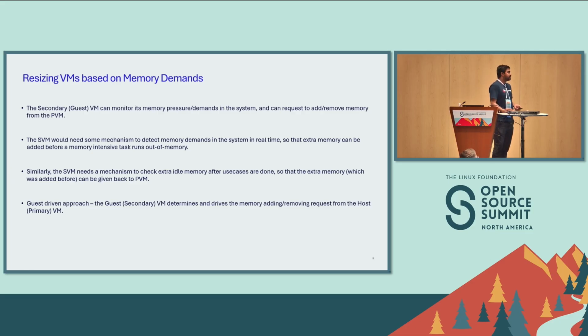And similarly, once the secondary VM is done using that extra memory and finds that it doesn't need it anymore, this extra memory can be given back to the primary VM. So this is mainly dynamically resizing the VM based on memory demands. And we'll be talking about the guest-driven approach, where the secondary VM is the one participating in requesting the memory from the primary VM.